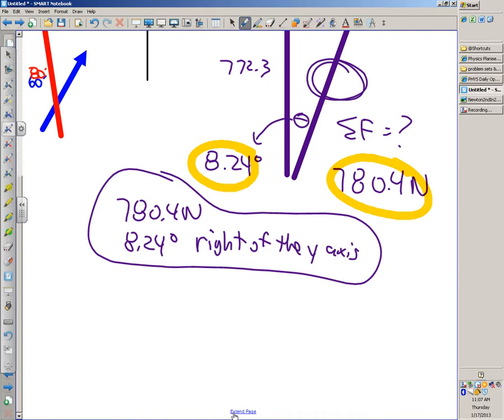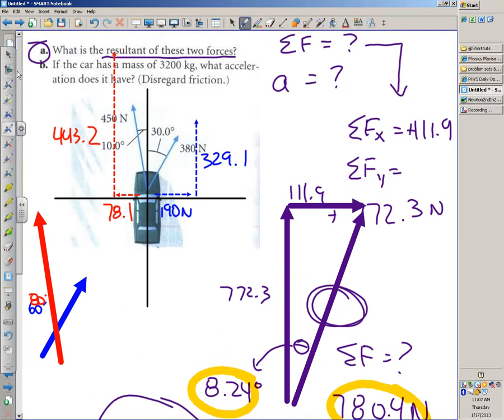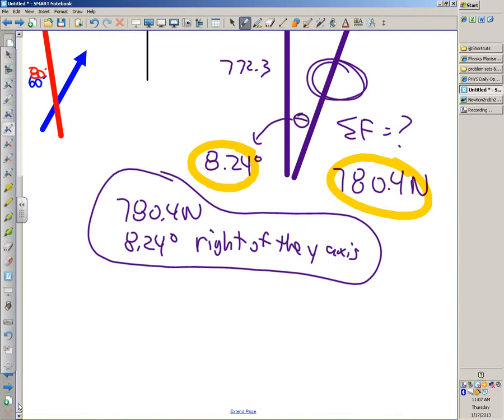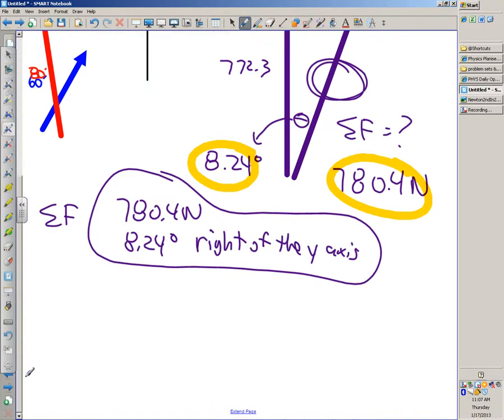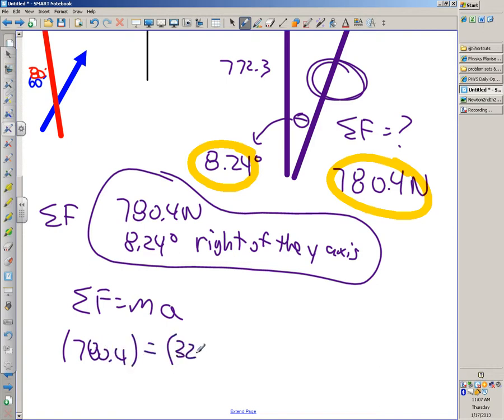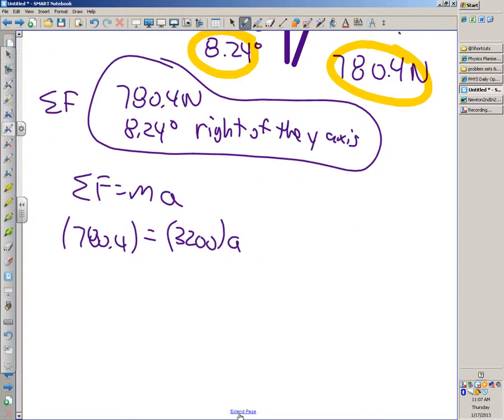Yeah. Alright, good there? Then, to answer the last question, right? The last question says, what acceleration? Well, what did we just figure out? We just figured out net force, right? What else did they give us in the problem? The mass. They gave us the mass, right? So if we have net force and we have mass, we should be able to figure out acceleration. Right? So 780.4 equals 3,200 times A.